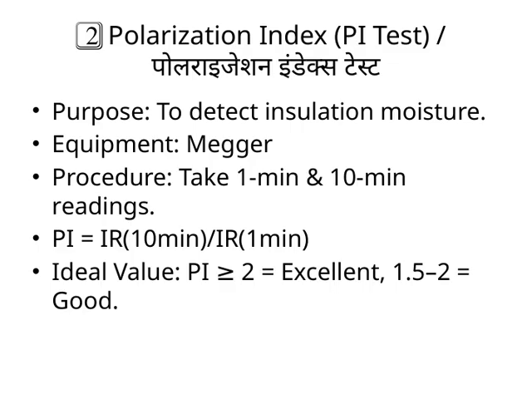Now, the ideal value for a healthy insulation system is a PI of 2 or greater, which indicates excellent condition. If the PI falls between 1.5 and 2, it suggests the insulation is in good shape, but we should still keep an eye on it. Connecting this to our overall theme, this test is vital for preventive maintenance. It helps us catch potential issues early, ensuring the longevity and reliability of our electrical equipment.